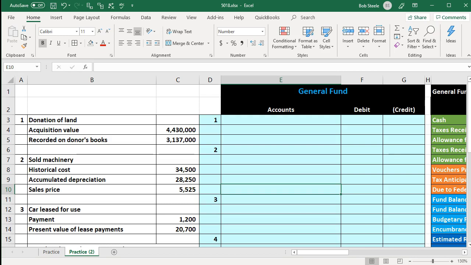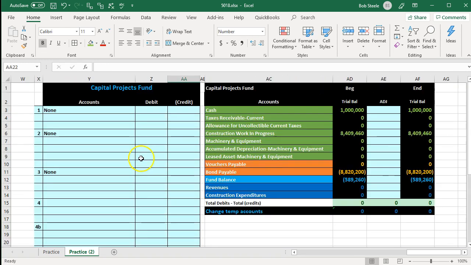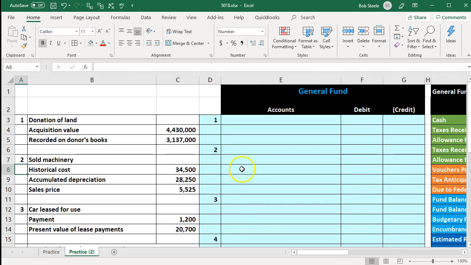In this presentation, we will work a problem recording transactions related to land, machinery, and equipment and leases. We're focusing here on the general fund and then the government-wide type of activities. And we'll have a couple transactions in the capital projects fund. I have our information on the left side. We'll enter that information into the blue areas into the general journal.